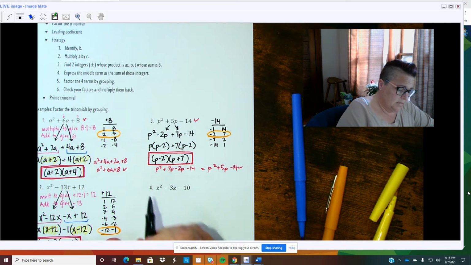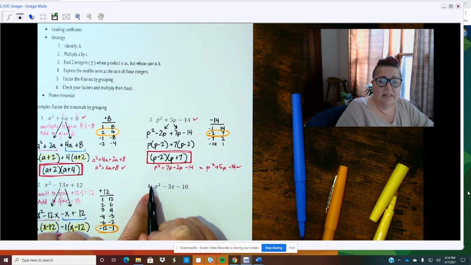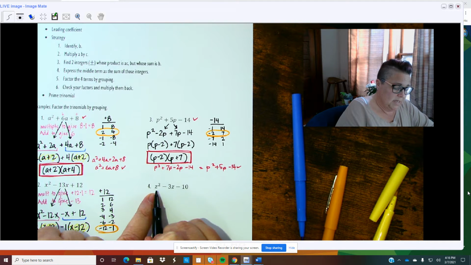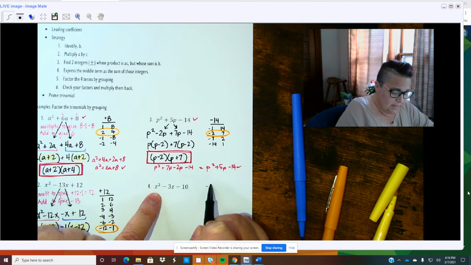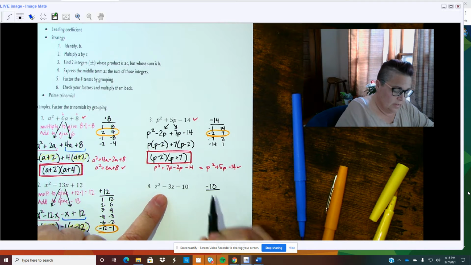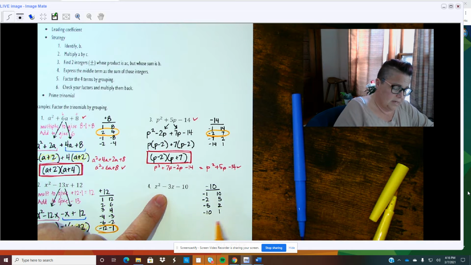Okay. z squared minus 3z minus 10. It is a trinomial. It leads with a 1. I need the factor pair that multiplies to give me a negative 10. Those would be a negative 1 and a 10, a negative 2 and a 5, a negative 5 and a 2, and a negative 10 and a 1. There we go. Which one of these four pairs will add to give me a negative 3?